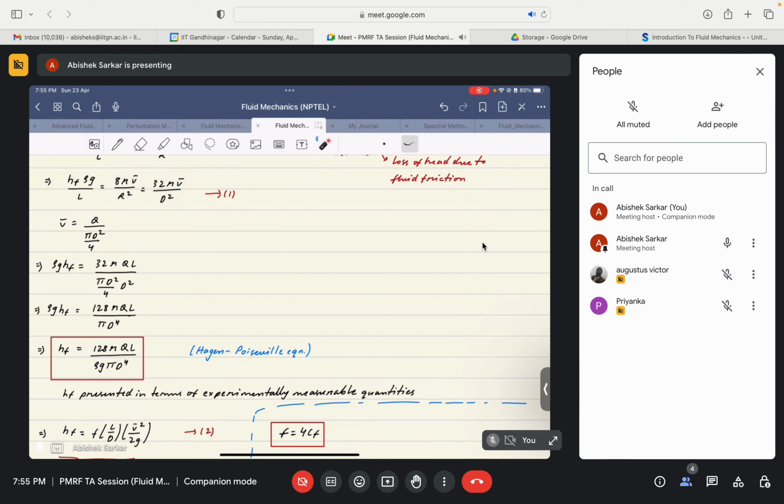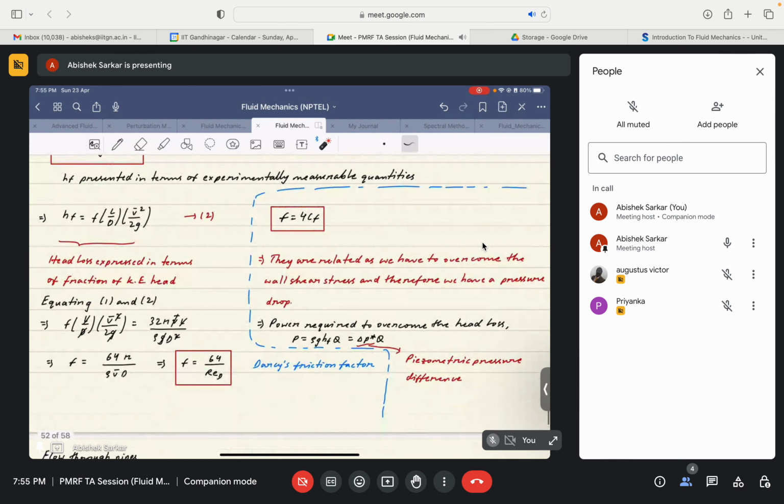So that's why it is desirable that we use 1 instead of the final form. So we use equations 1 and 2. We equate those equations, and we finally find that F, the coefficient here, is equal to 64 by Re_D. Okay, and F here is known as the Darcy friction factor, and this equation is known as the Darcy-Weisbach equation.